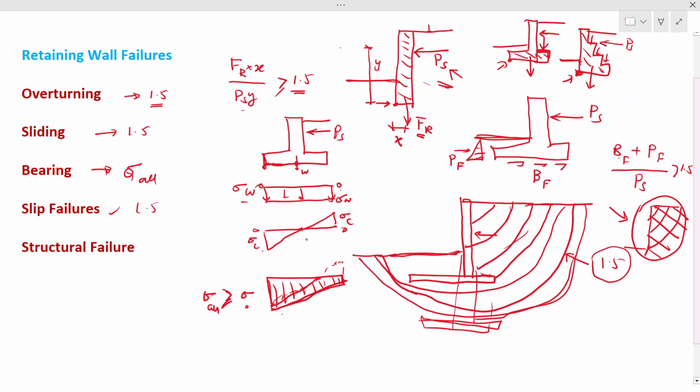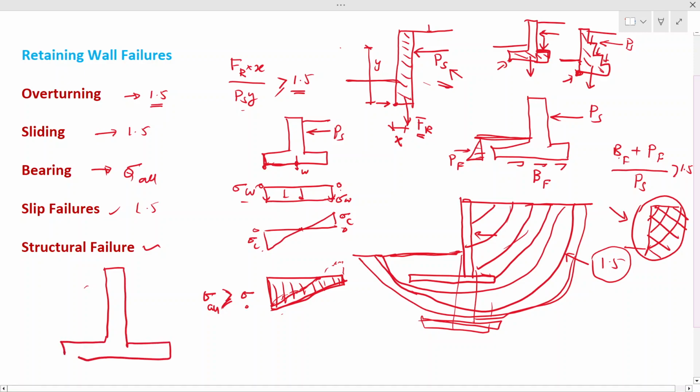Let's move to the next, or the last, item that we are going to discuss. This is structural failures. What is structural failure? The previous ones we discussed were the stability requirements. When you build a structure, it should not fail structurally. It has to be structurally stable. Now when you have a retaining wall like this, we have forces on this retaining wall. When there are forces, there will be bending moments and shear forces generated in this retaining wall. The maximum bending moment and shear force will be highest here for the vertical wall.